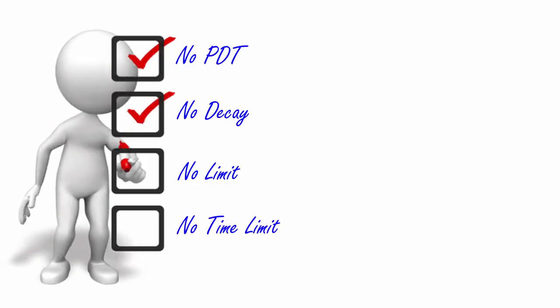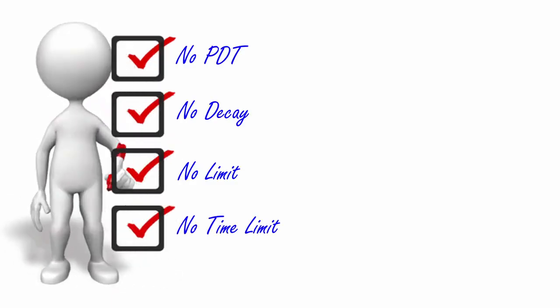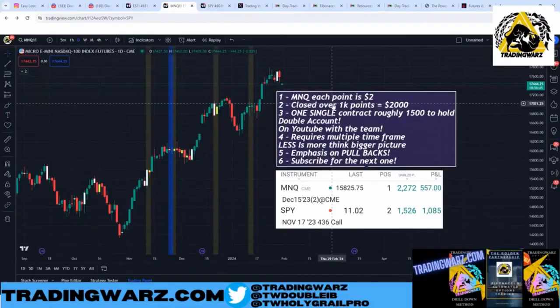But with futures, there's no PDT, there's no day trade limit. All right. There's no time limit. All right. So with this, we were able to basically take a $1,500 account to roughly $3,500 last year on one single contract. Okay. So this was also given on the YouTube.